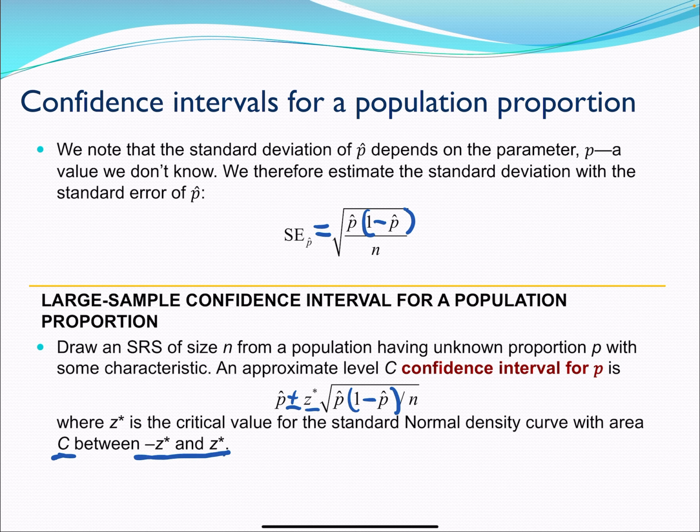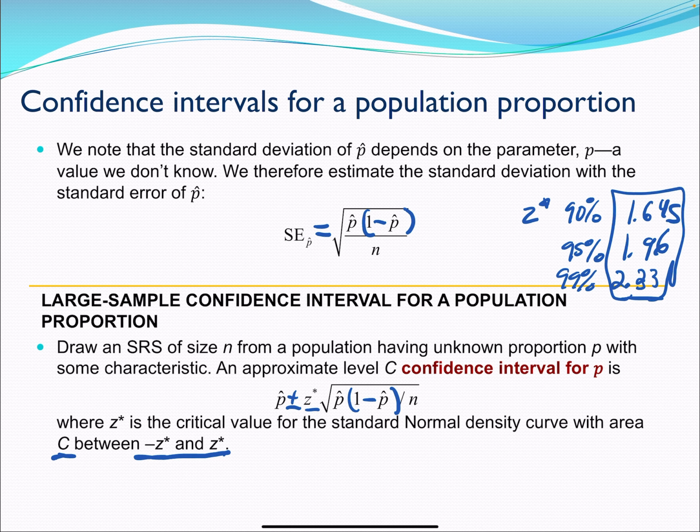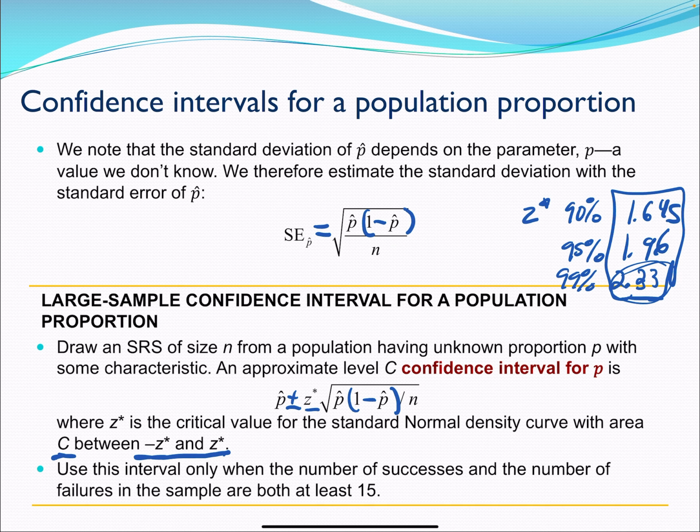So remember, z star for a 90% confidence interval is 1.645. For 95%, it's 1.96. And I'm pretty sure for 99%, it's like 2.33 or 2.23. It's something similar to that. Those are our critical values. And we can use this interval only when the number of successes and the number of failures in the sample are both at least 15, right? We need a sample size of at least 30.